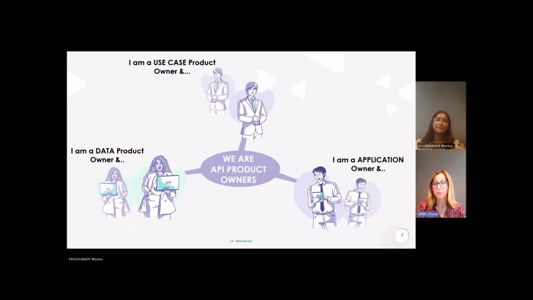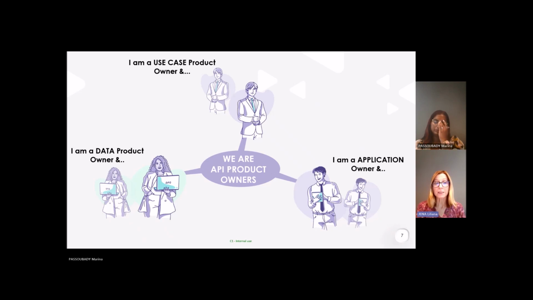For the system APIs, the application owner is also the API product owner. So I'm the person who knows the application best. So I know exactly which type of API my application will expose. So I am an application owner, but also I am the API product owner for my system APIs.